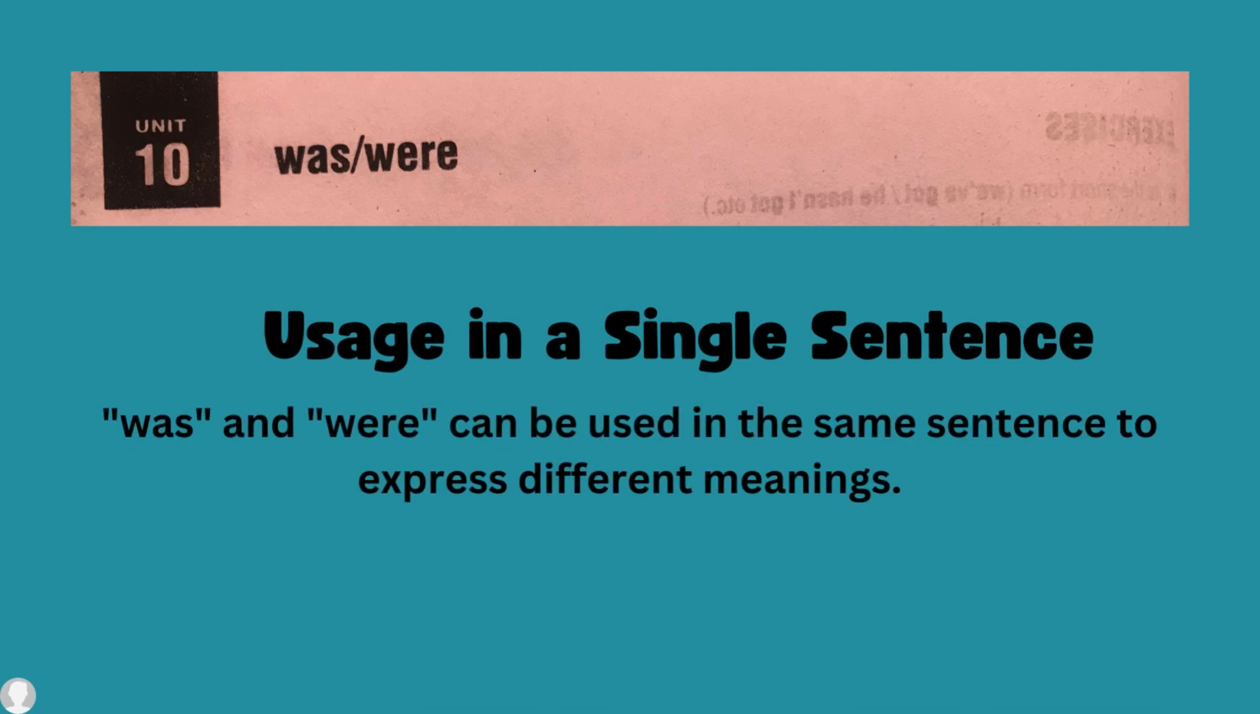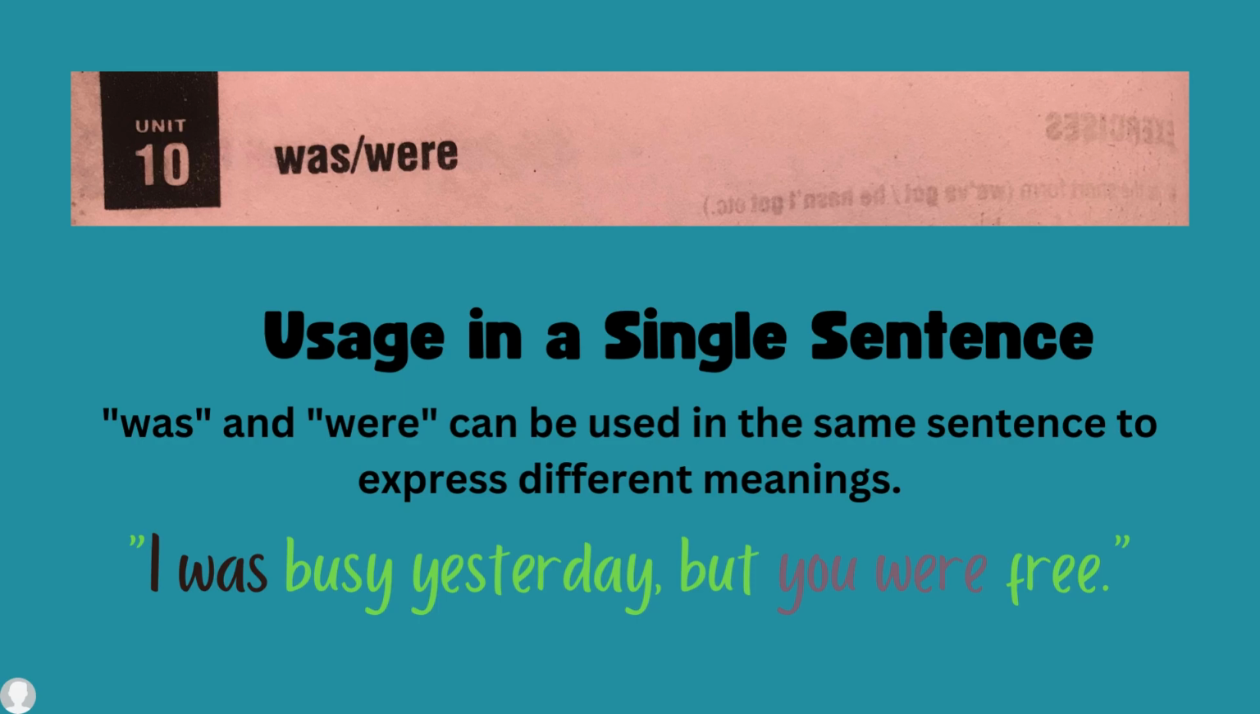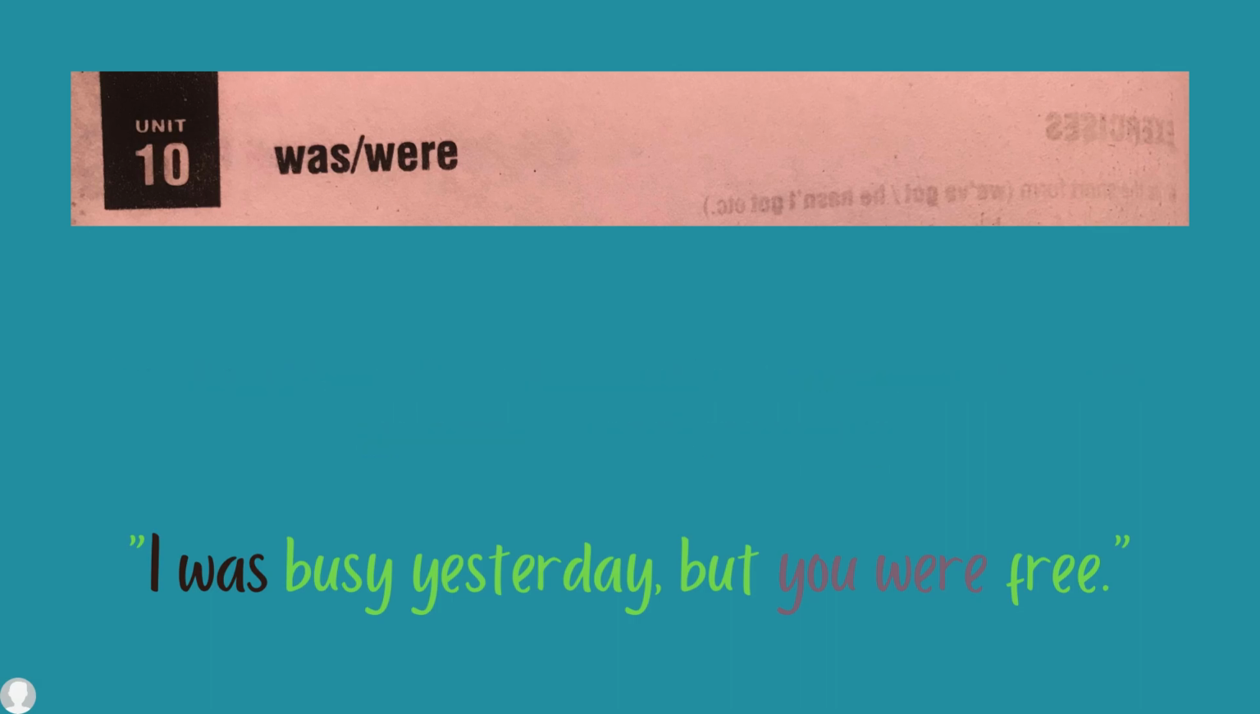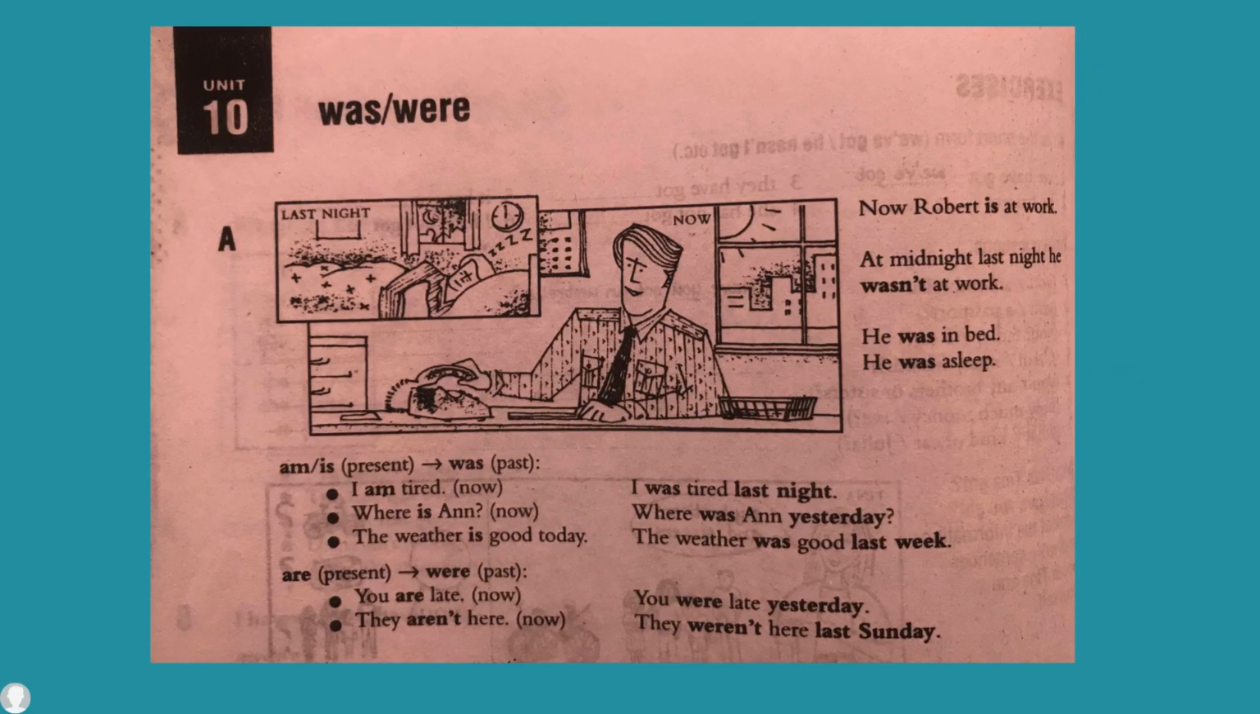Also, was and were can be used in the same sentence to express different meanings. For example, I was busy yesterday, but you were free. Okay, with that small introduction, let's move on to the book.